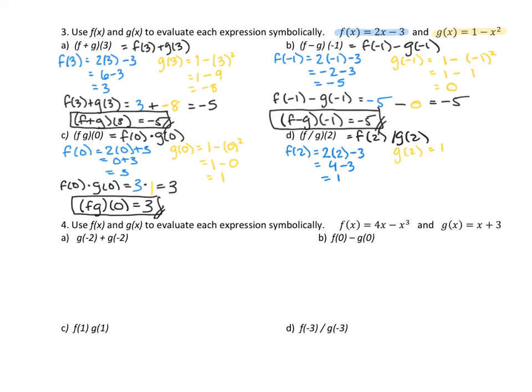And g of 2 is going to be 1 minus 2 squared. 1 minus 2 squared is 4, or 1 minus 4 is negative 3. So we can say that f of 2 divided by g of 2 is equal to 1 divided by negative 3, also known as just a negative 1/3 that doesn't need to be simplified anymore. So we can say that f divided by g of 2 is equal to a negative 1/3.